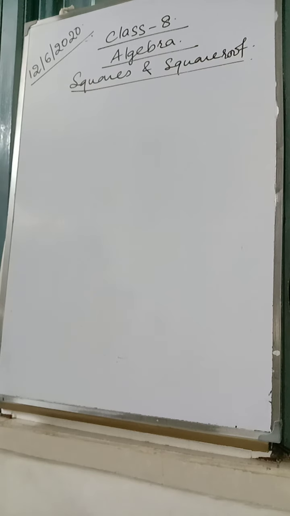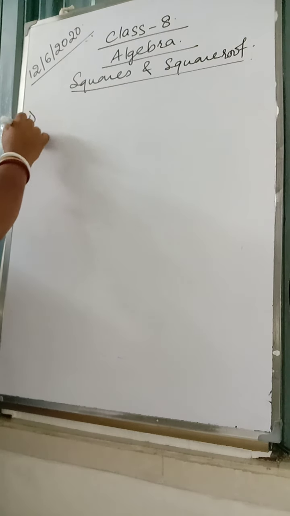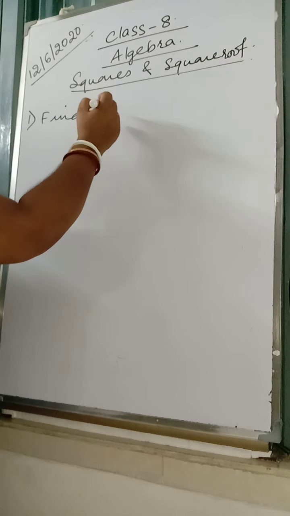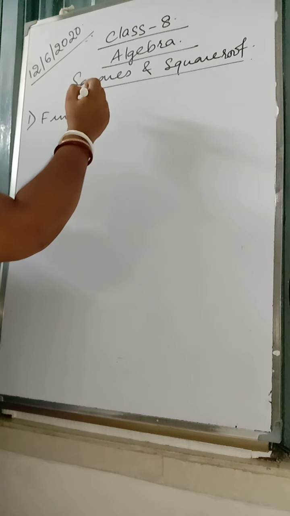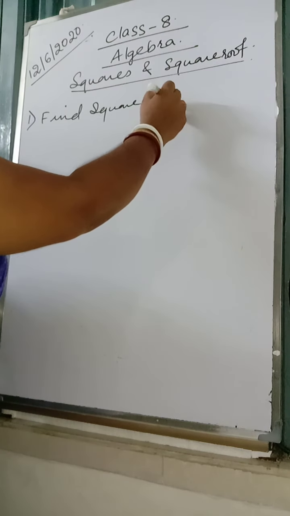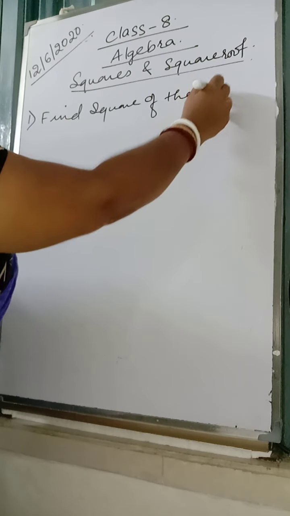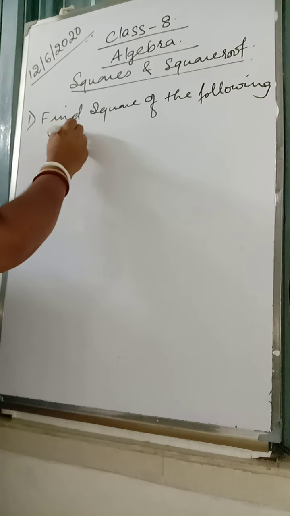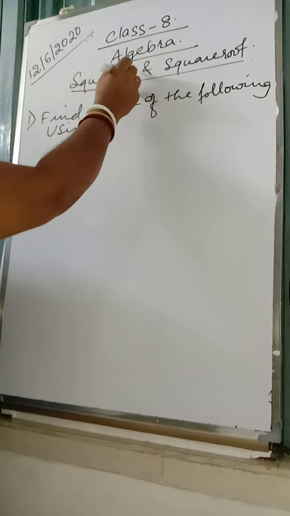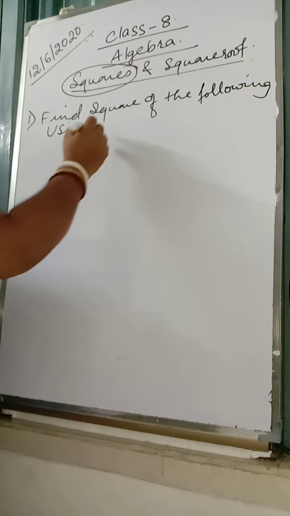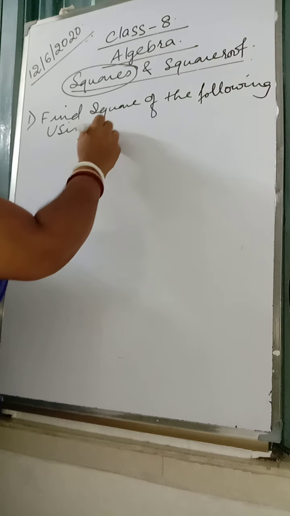The first sum here, if it is asked, find the square root of the following using, today we are working with these squares, clear? Tomorrow we will work with the square root using identities.